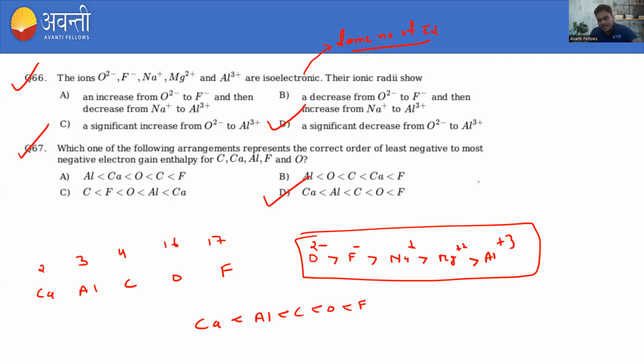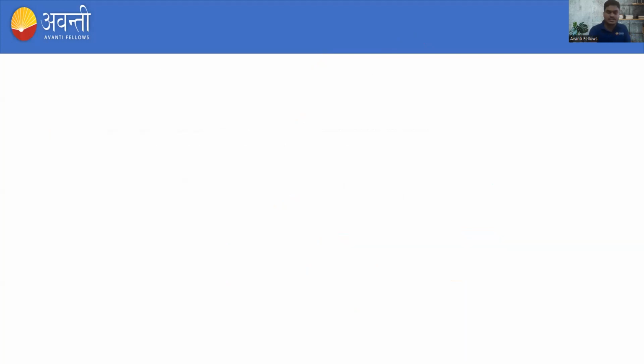If they are asking between fluorine and chlorine, then you need to remember the exceptional cases. Chlorine is supposed to be less negative, but actually chlorine is more negative than fluorine due to electronic repulsion. But this question is very simple because all the elements are from group 13. So you just need to remember the group number. If you know the group number, then you can easily identify which will show the most electron gain enthalpy and which will show the least.